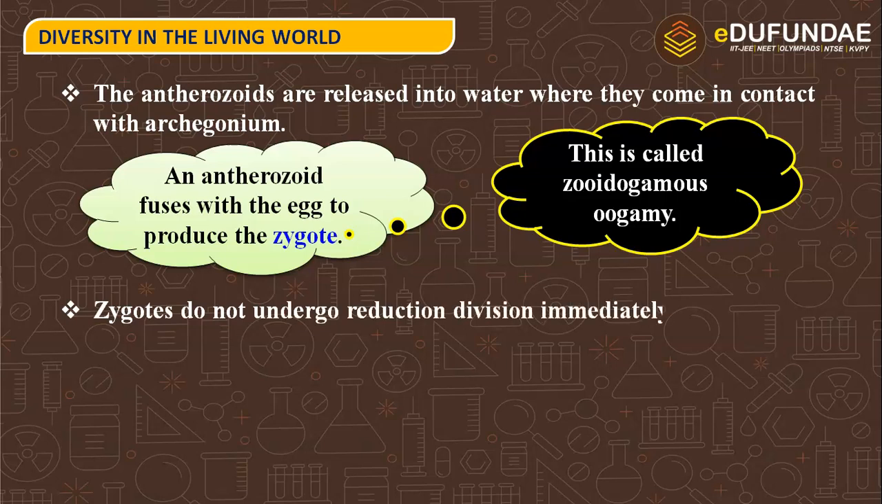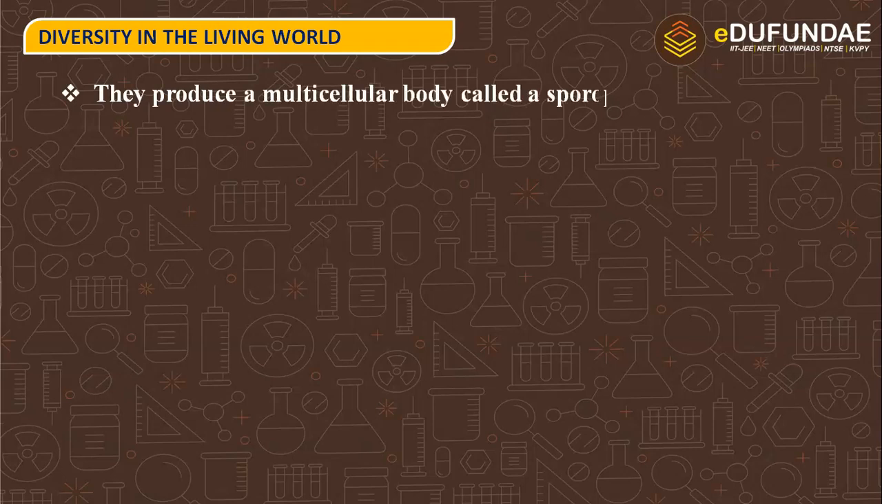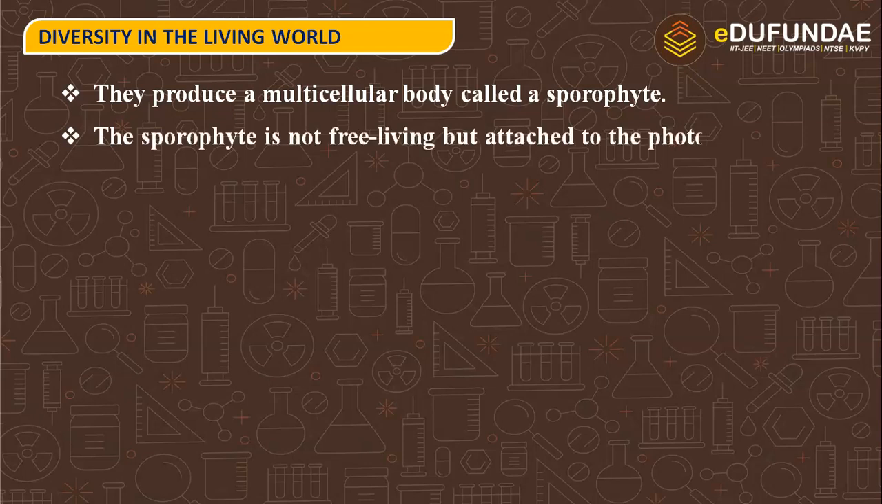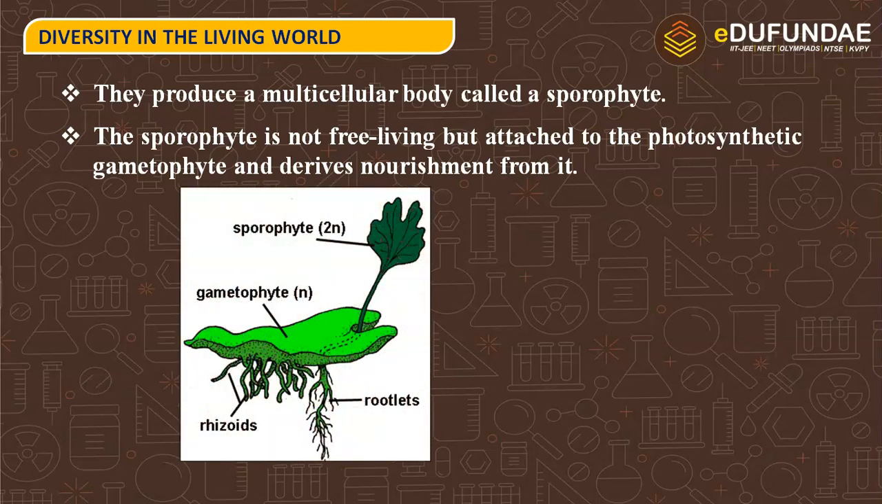The zygotes do not undergo reduction division immediately. So what happens exactly? They produce a multicellular body called sporophyte. The sporophyte is not free living but attached to the photosynthetic gametophyte and derives the nourishment from it. So what we are trying to say is that the sporophyte structure will remain attached to the photosynthetic gametophyte, because where did the sporophyte come from? Because the zygote did not show immediate division, what did it initially form? It formed the sporophyte, and this sporophyte will remain attached to the gametophytic body so that it can get the nourishment.